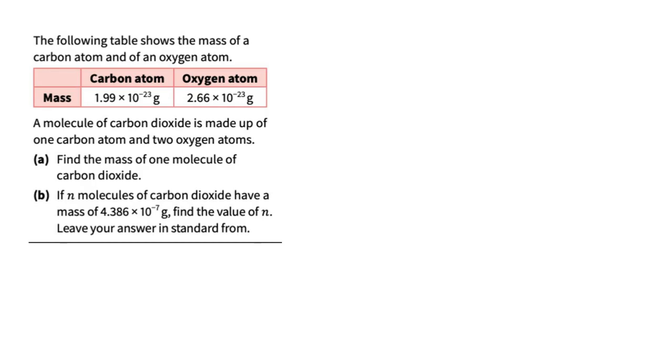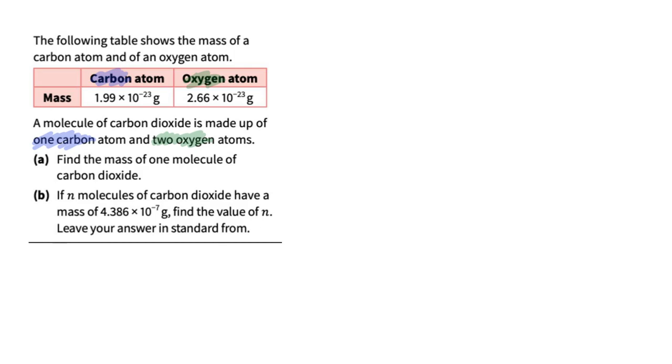We are given this table where we have the mass of a carbon atom and an oxygen atom. And they let us know that carbon dioxide has 1 carbon atom and 2 oxygen atoms. Find the mass of a carbon dioxide.